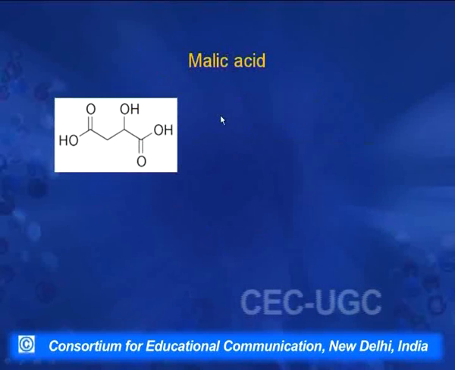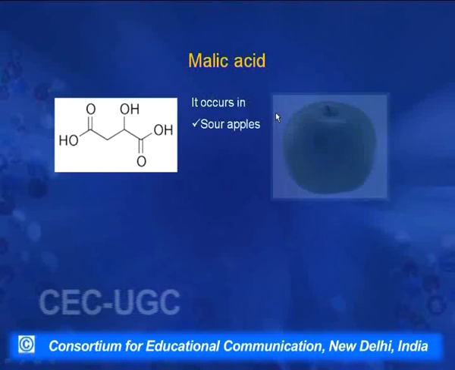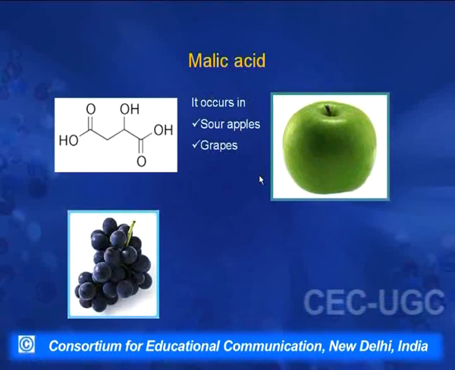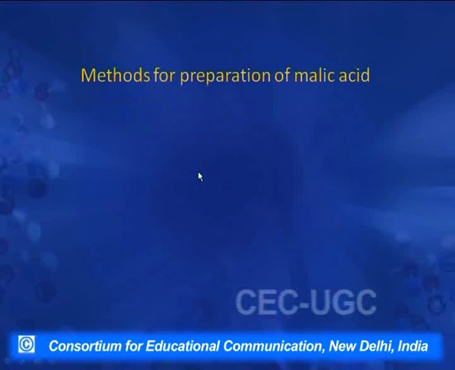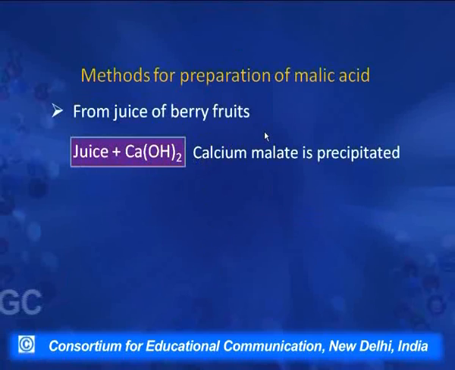We will take up briefly now the specific examples like malic acid. Malic acid occurs in sour apples, grapes and most of the berry fruits. These all contain malic acid. Malic acid can be prepared from the juice of berry fruits.